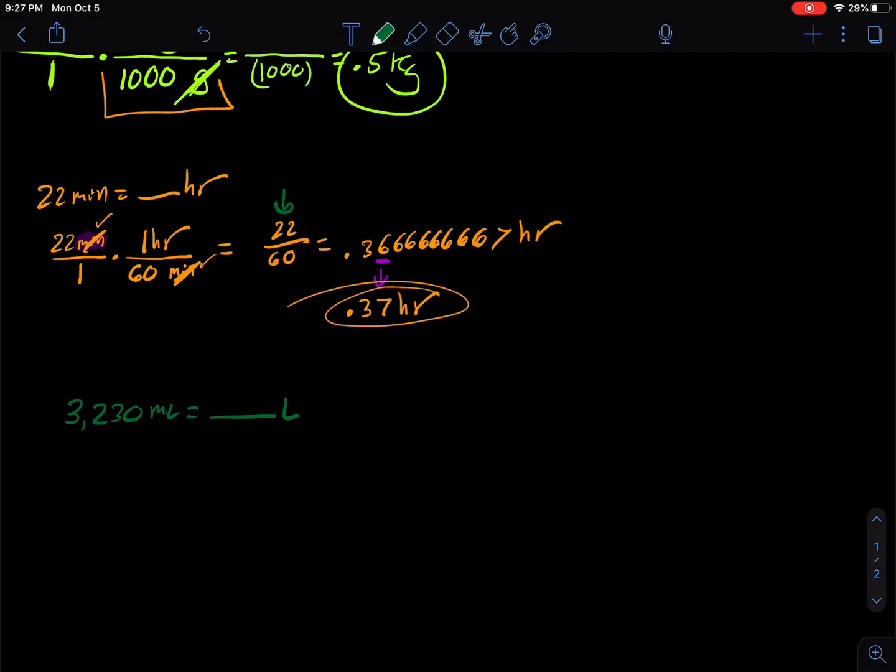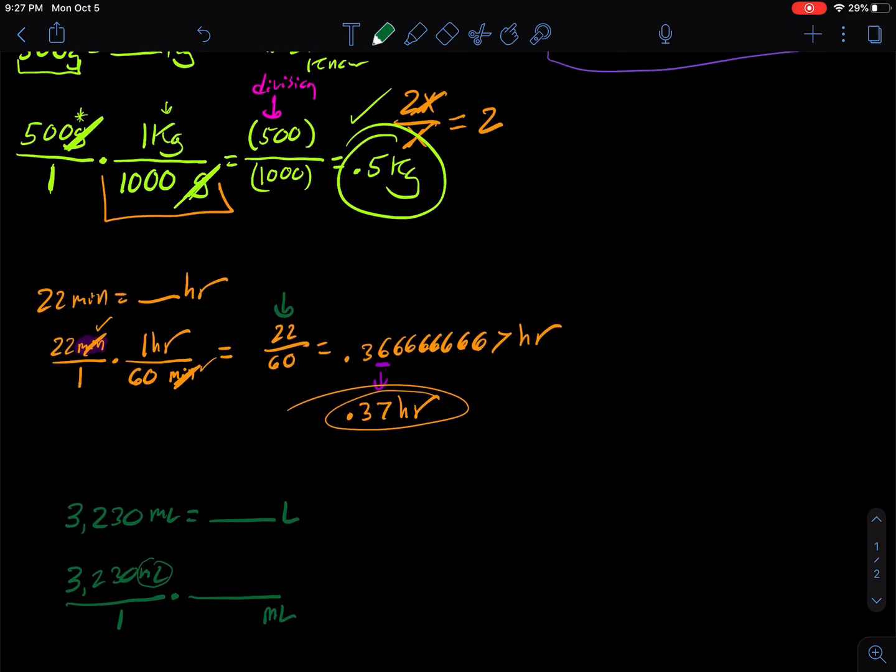Okay, coming back to this problem. Remember, start with what you know. 3,230 milliliters is what we know. We're going to put it over 1. We're going to multiply by a conversion factor. There is a milliliters in the numerator, which means automatically put a milliliters in the denominator.